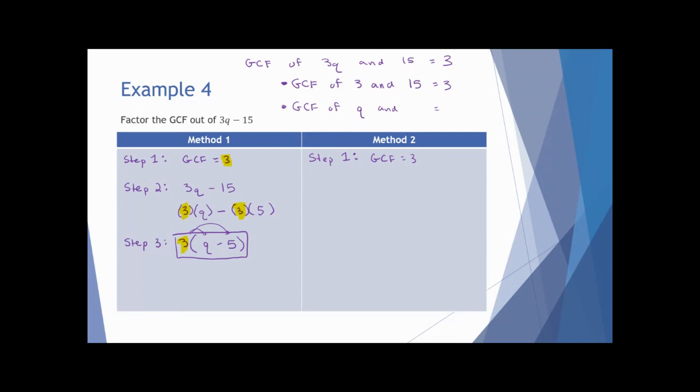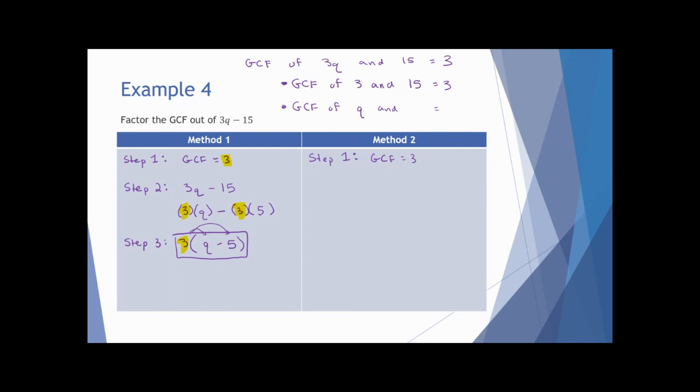So you can always check your answer by multiplying it back out, and you'll get back to 3q minus 5. Like if you work down and move up instead of up down, if you're kind of working in reverse. So that's method 1. I find that method a little confusing. So that's why I don't use that method, and I have my own method.